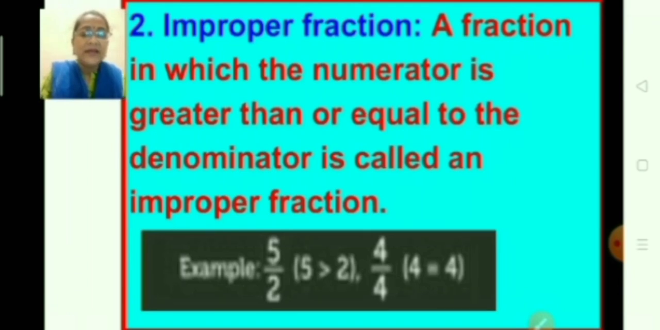Next is the improper fraction. A fraction in which the numerator is greater than or equal to the denominator is called an improper fraction. Here two examples are shown to you. First one is 5 by 2. Here numerator 5 is greater than the denominator 2. In the second example, numerator and denominator both are 4. See here, if numerator and denominator are equal, that fraction is also called an improper fraction.